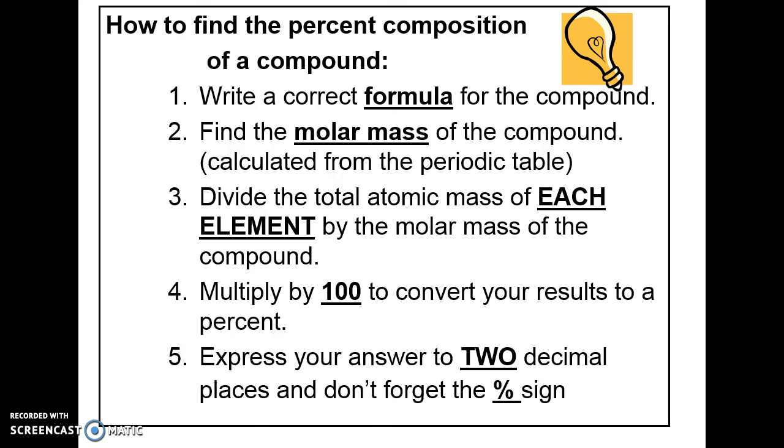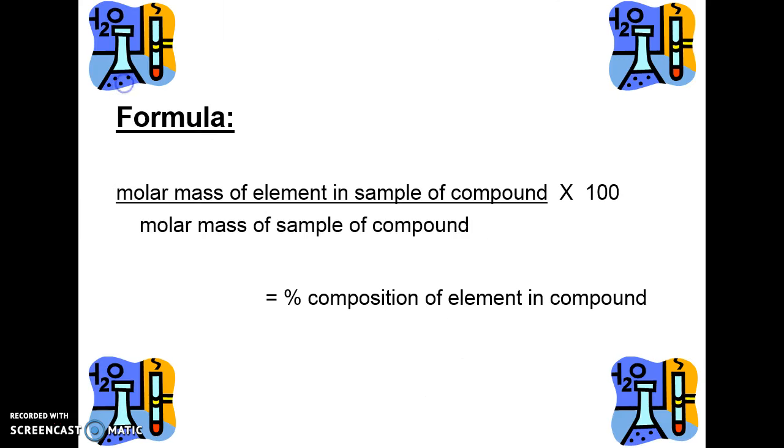On this, we're not going to use significant figures. We're just going to express our answers to 2 decimal places, and the unit is the percent sign. So it's the molar mass of the element in the sample, and then the molar mass of the whole sample, multiplied by 100.